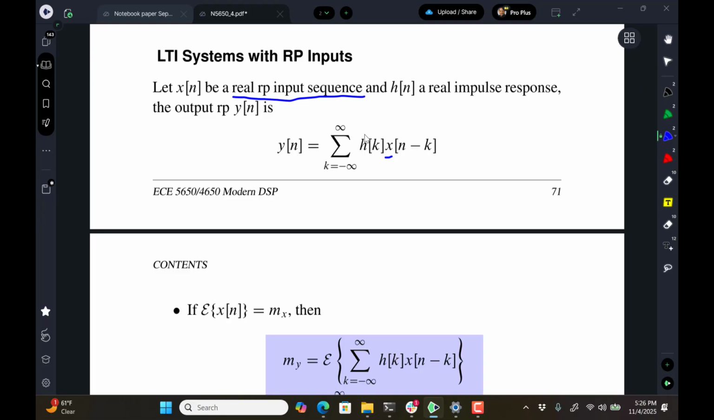Now, h of k is an impulse response. Is it deterministic or random? I'm just trying to fool you. If we design a filter and set the coefficients, it's deterministic, right? It's just a set of coefficients in an impulse response. X is random, so y is also going to be random because it's going to inherit that randomness from X. It's just going to get filtered by a set of deterministic coefficients, h.